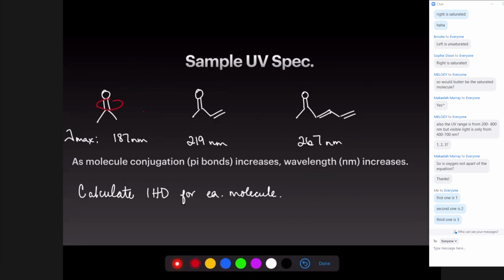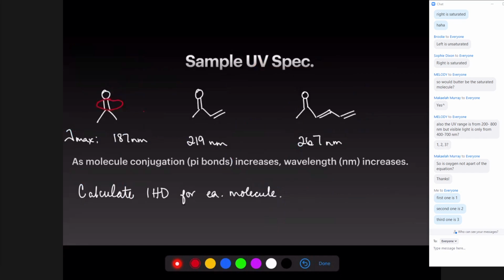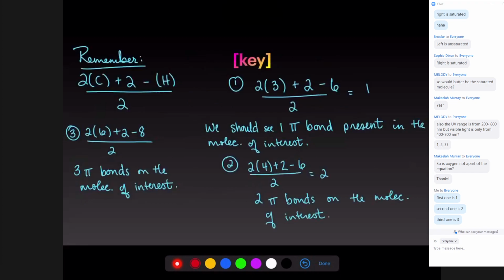When you get good at these, you'll be able to just point it out without actually doing the calculation. So for number 2, we have 2 times 4 carbons, plus 2, minus 6, divided by 2. That gives you 2 pi bonds in the molecule of interest. Let's double check, and that's 1 and 2. In the third one, if you want to guess before we do the calculation, you have 3 there. All right, so we have 3 pi bonds on the molecule of interest.